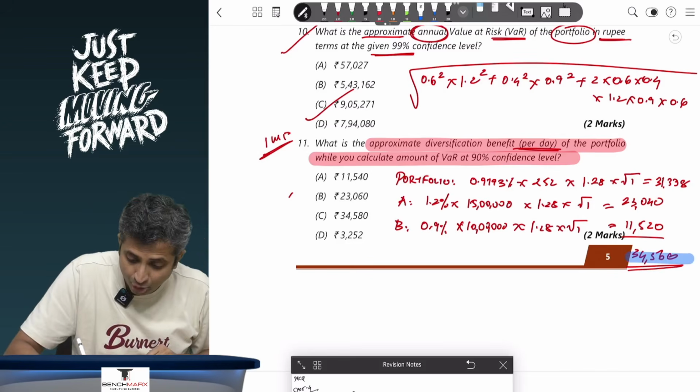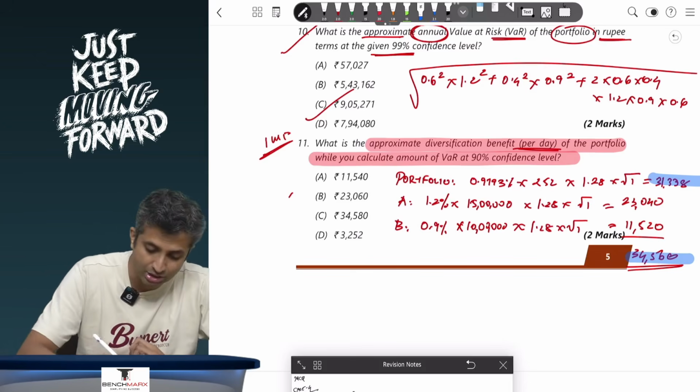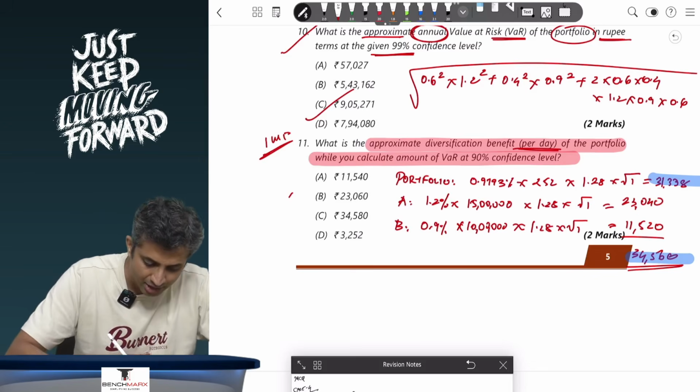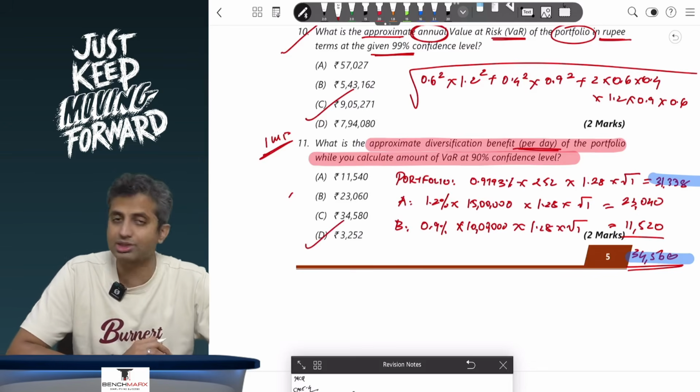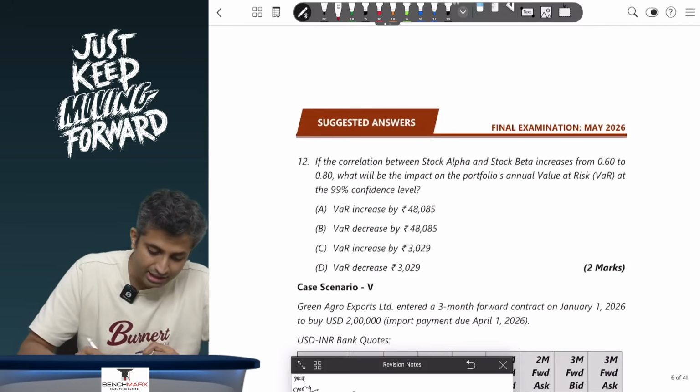However, as a part of a portfolio, this is 31,338. And hence, if I take the difference between the two, that is 3,200 and something. That is option number D, which is giving me the diversification benefit. So this is 11. And then you go to 12.